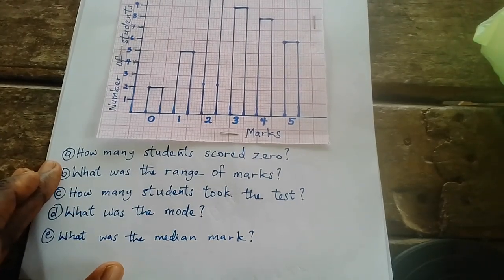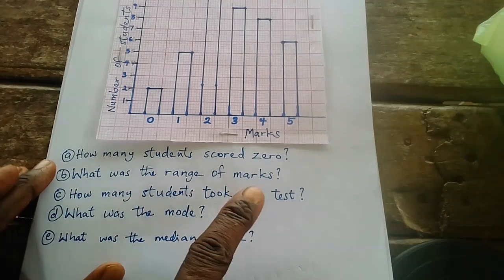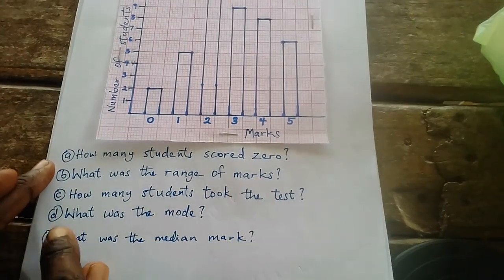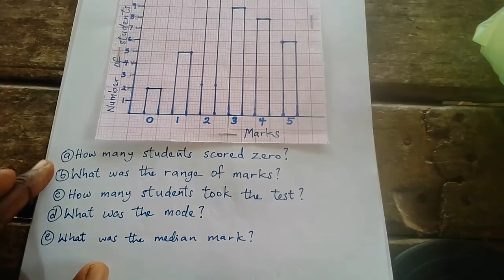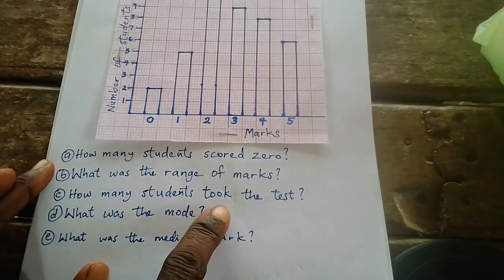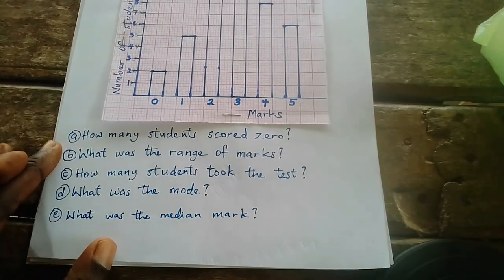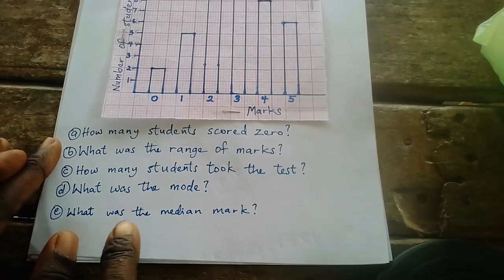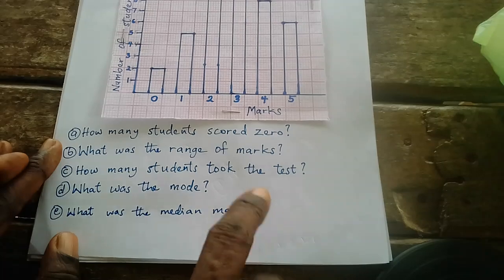How many students scored 0? B, what was the range of the marks? C, how many students took the test? D, what was the mode? E, what was the median mark?